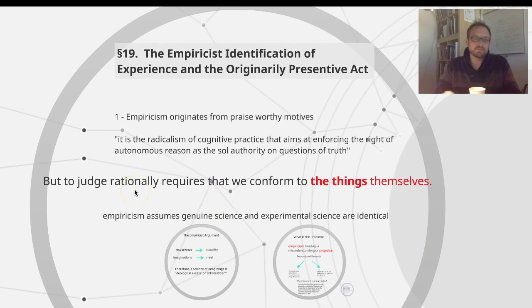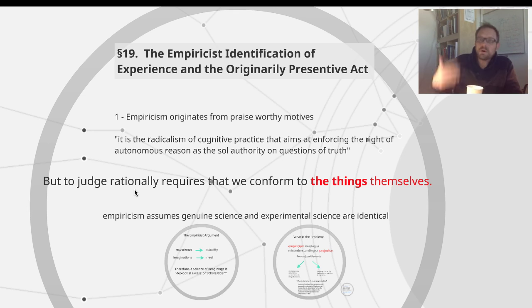But here's the problem. To judge rationally requires a first sort of principle. It requires that we conform to the things themselves. And we'll see, especially even beyond Husserl, when we get to Martin Heidegger's philosophy, that this language of the things themselves is quite important for the phenomenologist. Because one of the things we notice in our experience is that my experience is spontaneous, right? My experience is coming into existence in a sort of spontaneous way, I'm not controlling it, right? The features of my experience of the cup are not something that I'm creating.